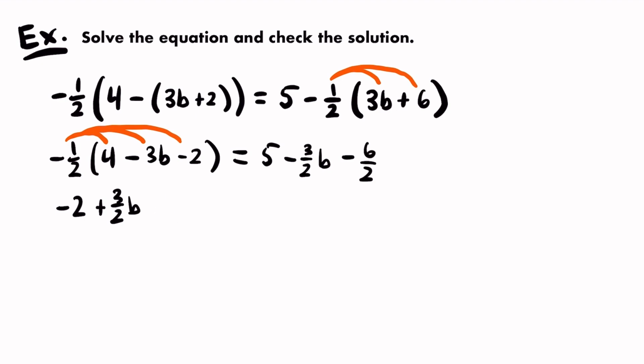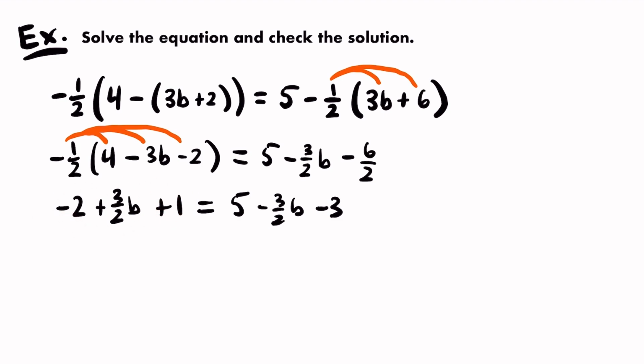So really we have plus 1, and that will be equal to 5 minus 3/2 b, and then -6 divided by 2 is -3. Okay, so now we got rid of all the parentheses in our equation. Now let's simplify as far as we can, and then work on isolating the variable to ultimately solve the equation. And so notice that we have two constant terms on this side of the equation that we can combine.